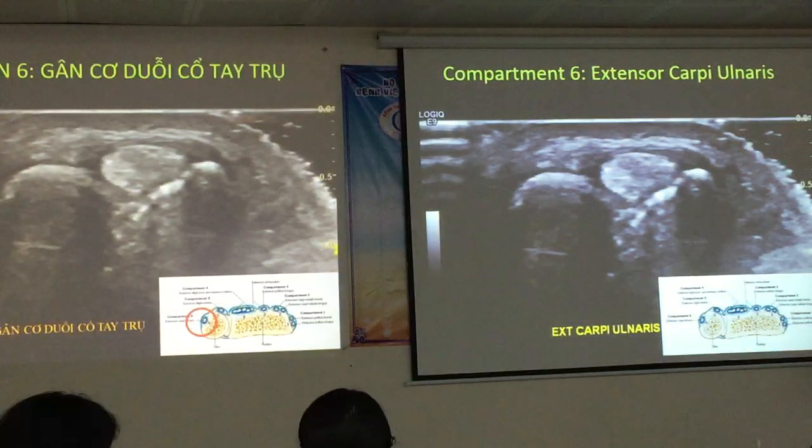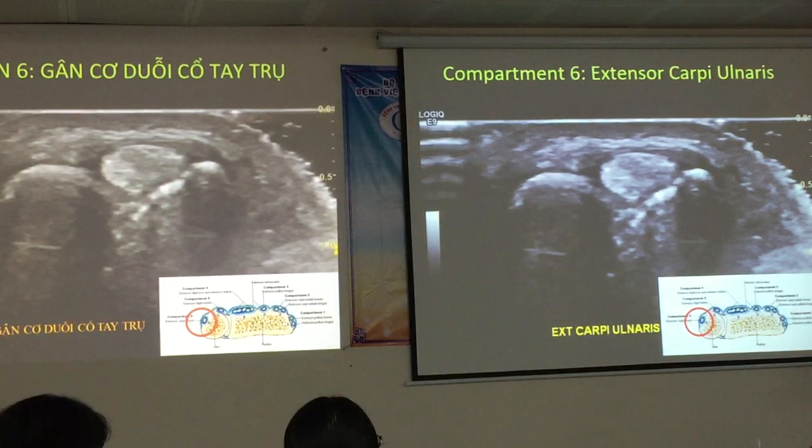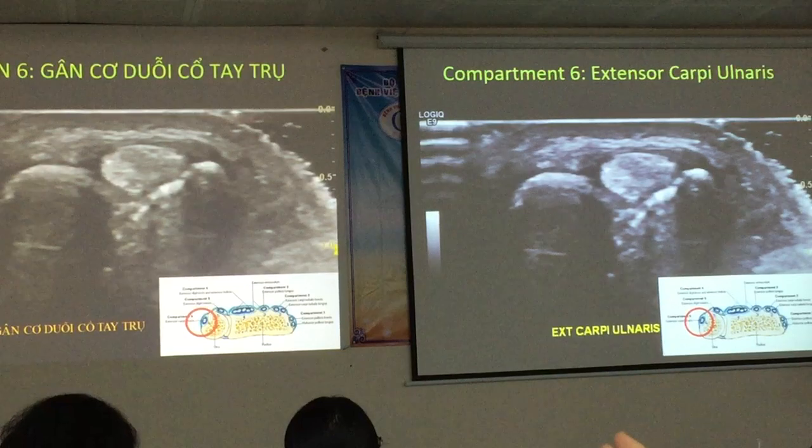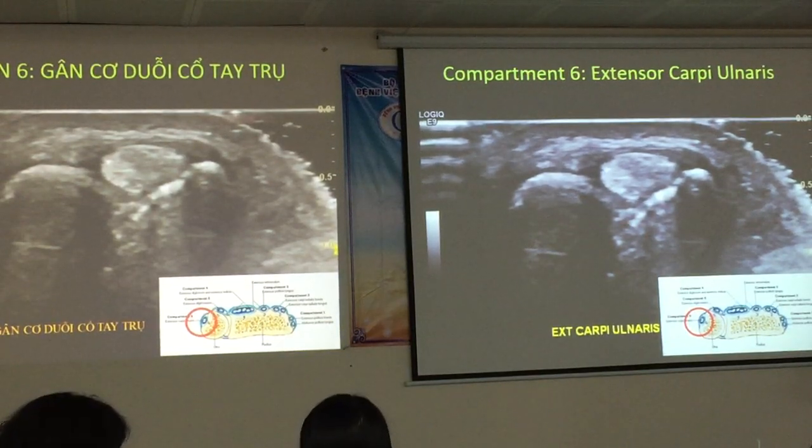Next, we move across to compartment 6, which is extensor carpi ulnaris. And it's coursing down on the ulnar aspect of the distal wrist. And it can be affected by tenosynovitis or also instability due to deficiency in this retinaculum that holds it together.